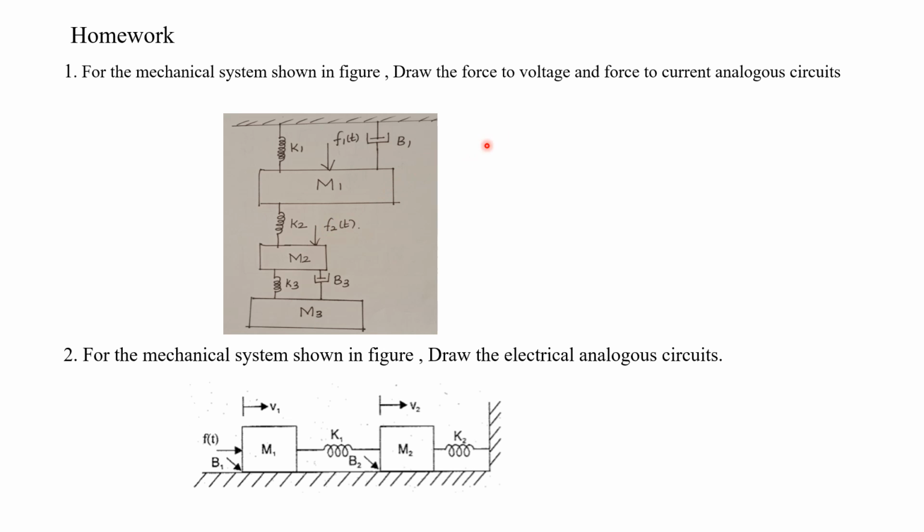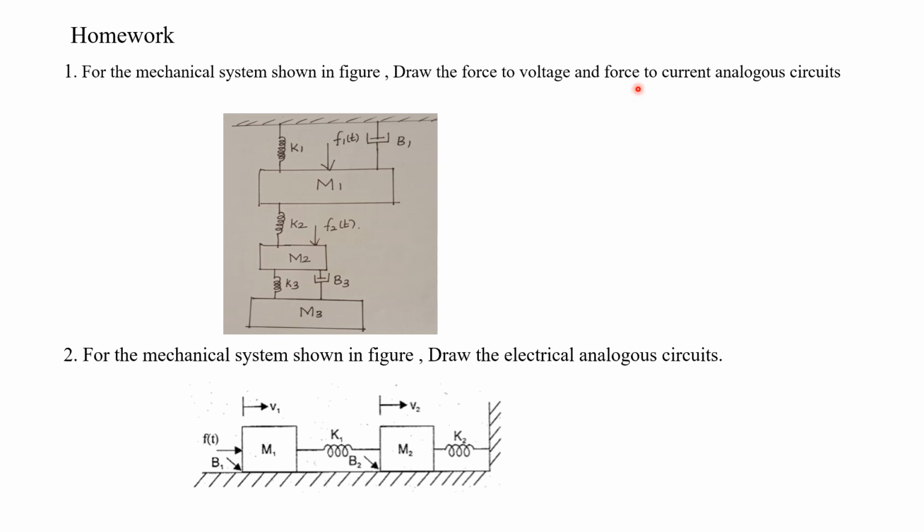While drawing the force to voltage analogy, you will have three loops sequentially. For each loop, if there is any applied force, correspondingly you have to draw the voltage source. Here in the first loop, you will have a voltage source V1. In the second loop, you will have a voltage source V2 corresponding to this force F2. In the last loop, there will not be any voltage source.